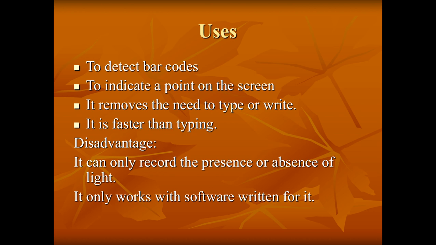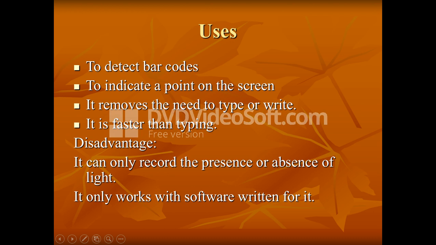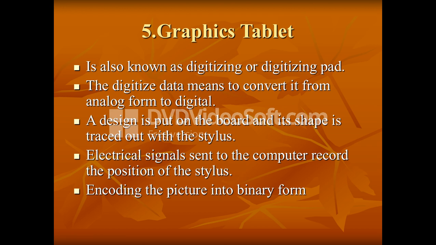Graphic tablets, also known as digitizer pad. Digitizing means converting from the analog form to the digital. An analog signal is continuous and digital is countable. Now the design is put on the board and its shape is traced out with the stylus. Inside it, electrical signals are sent to the computer, recording the position of the stylus and encoding the picture into binary form. It is used for different types of maps, drawing maps, designing maps and circuits.